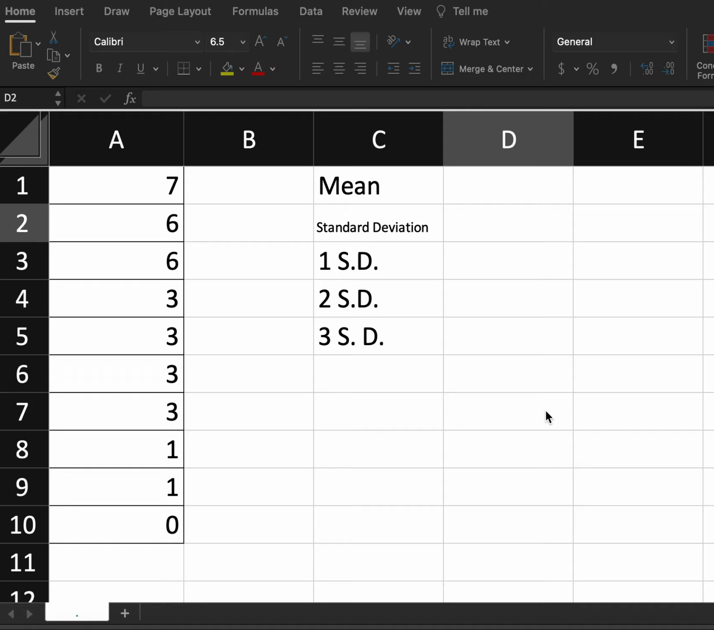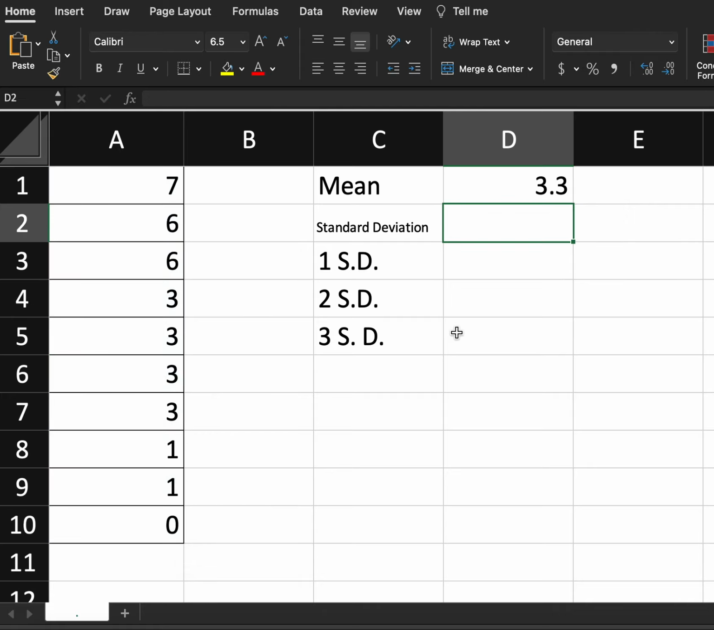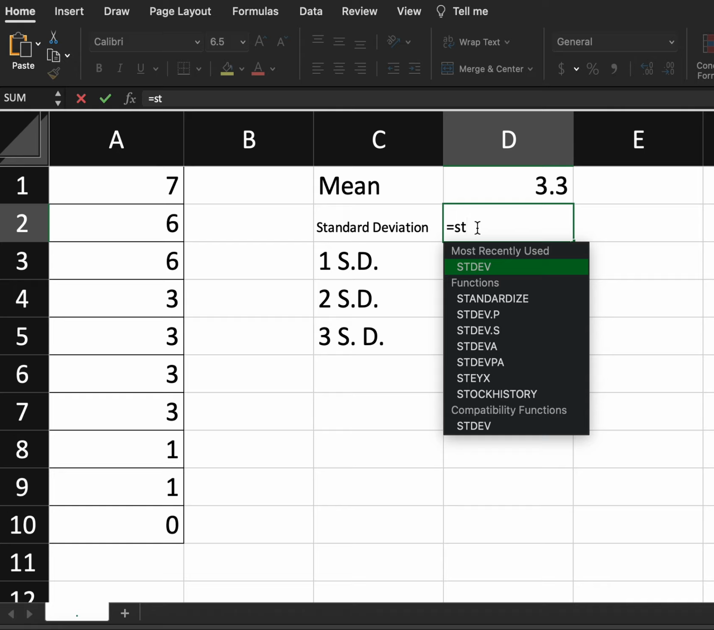How we can find the mean, standard deviation, and frequency of the data lying between 1 standard deviation, 2 standard deviations, and 3 standard deviations. First, we find the mean by hitting the equal sign, typing average, highlighting the data that we would like it to average, and hit enter. So that's 3.3.